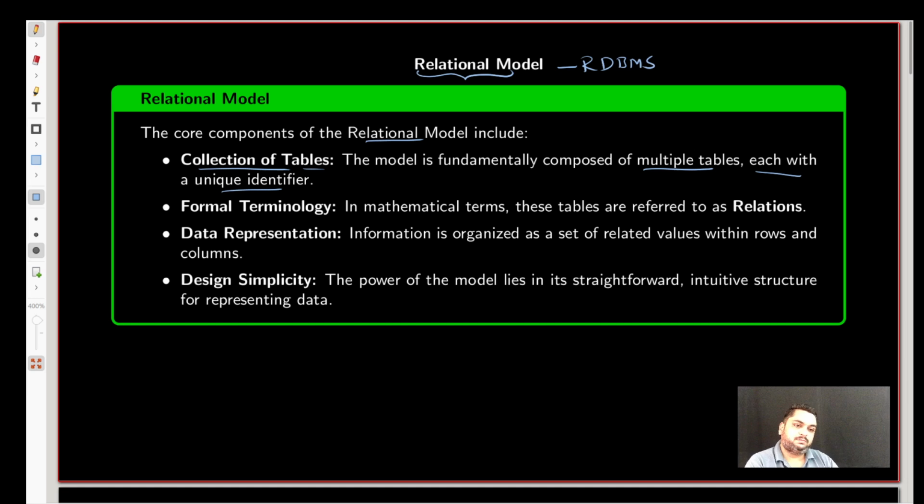In mathematical terms, these tables are called relations. Each table is called one relation. That's why the name relational model. Information is organized as a set of related values within rows and columns. This is one of the powerful models, and why it is so powerful is that it is very straightforward, because we create structured tables and then enforce some constraints to maintain integrity.